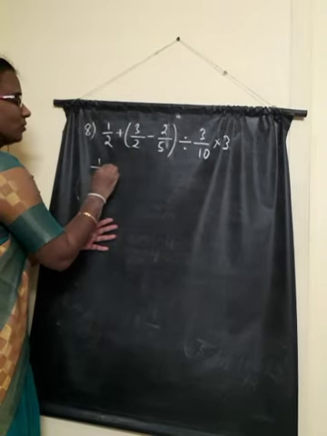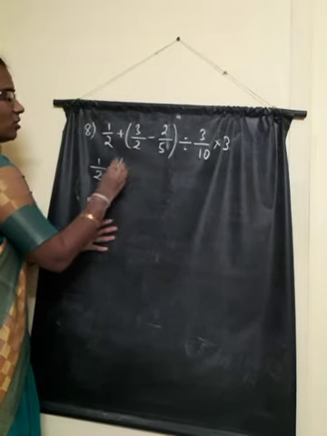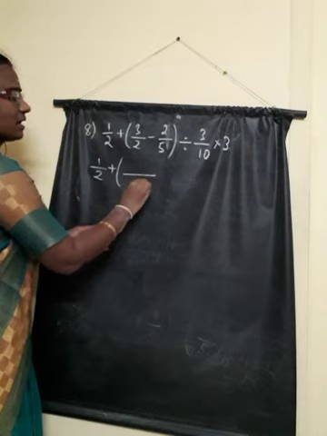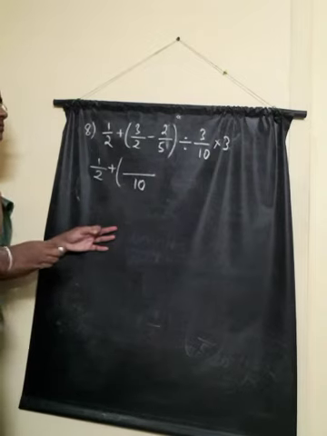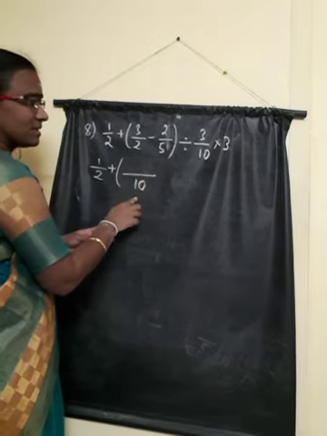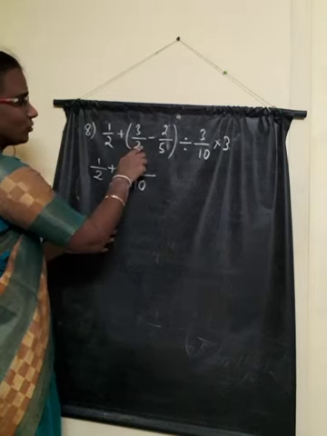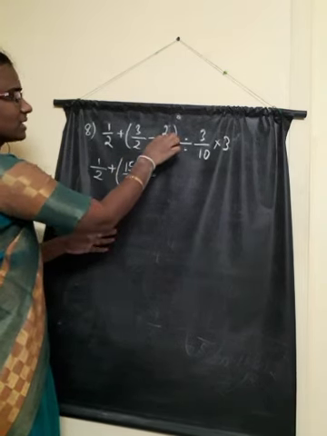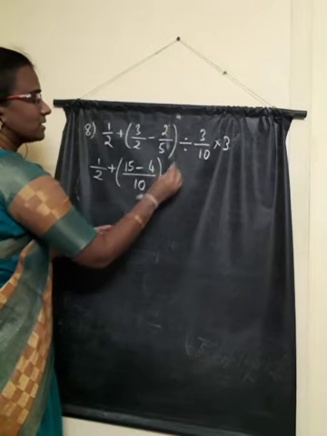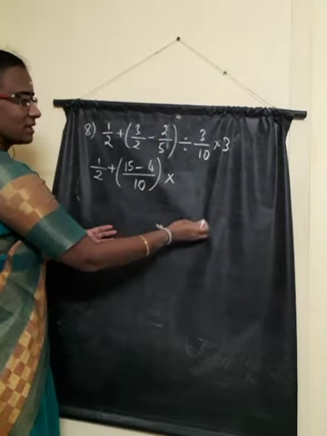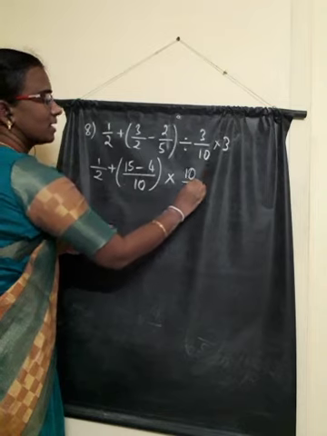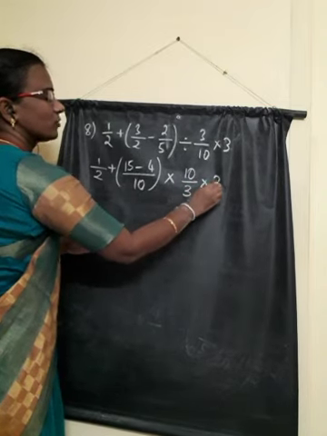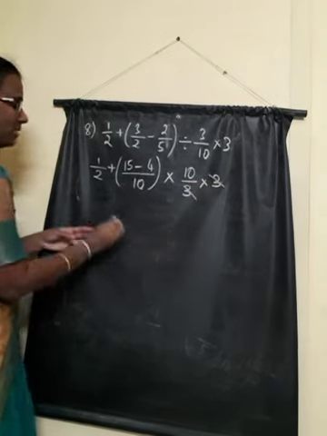So 1 by 2 plus, here the denominators are not the same. So take 2 and 5, the LCM is 10. Here 2 5s are 10. So 3 5s are 15 minus 5 2s are 10, 2 2s are 4. This division will be changed as multiplication. So reciprocal, 10 by 3 into 3. This 3 and 3 will be cancelled.